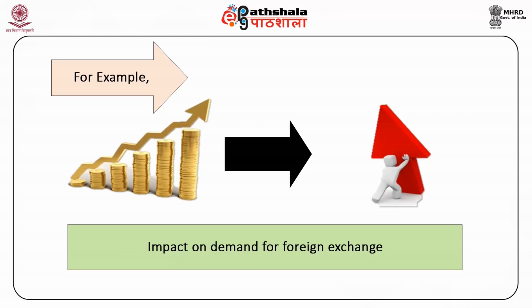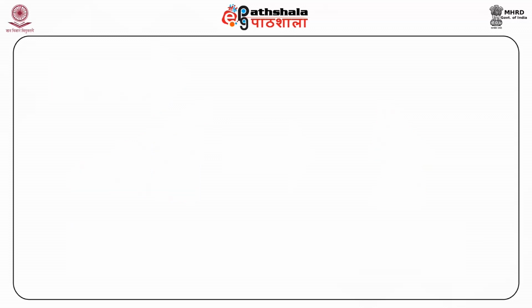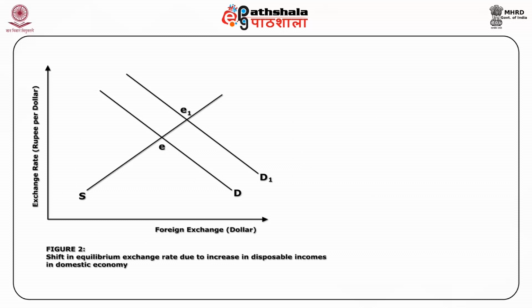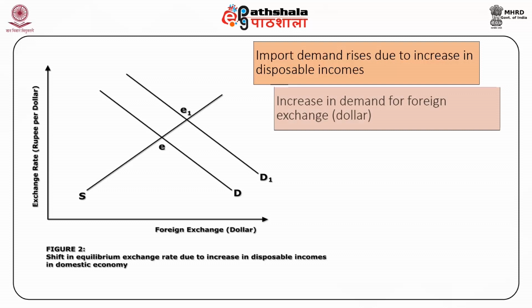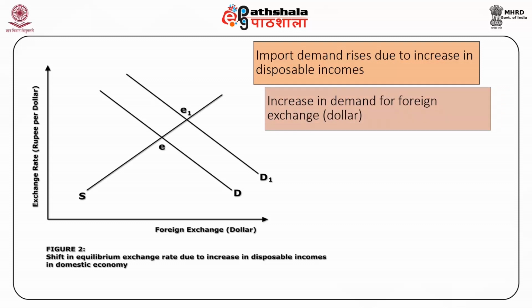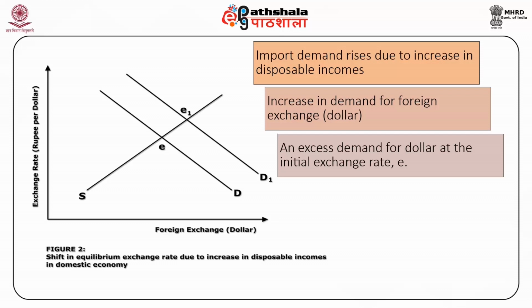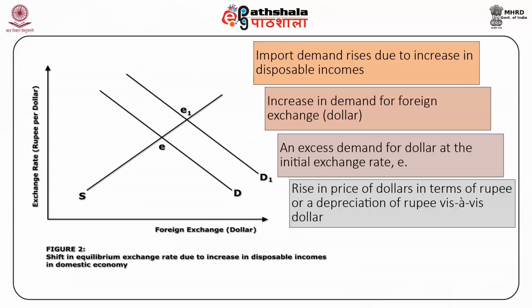Let us understand this case more clearly with the help of a diagram. In the diagram, the demand curve shifts from D to D1 as import demand rises due to increase in disposable incomes. Other things being equal, higher import demand leads to an increase in demand for foreign exchange, dollar, creating an excess demand for dollar at the initial exchange rate E. You may note that the excess demand for dollars is essentially an excess supply of rupees as people exchange rupee for dollar. This leads to a rise in price of dollars in terms of rupee or a depreciation of rupee vis-a-vis dollar.